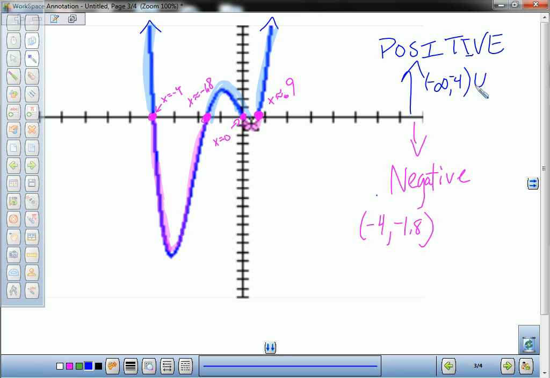So we're going to use a union symbol, which just tells you mathematically that there's more. Both of these go together to give us the positive. So it's from negative 1.8 to this x value, 0. Then it dropped down below. It's negative. So it's negative from 0 to 0.9. And then finally it finishes off and it's positive. So we actually have 3, 1, 2, 3 intervals where it's positive. So that last interval is from 0.9 to infinity.